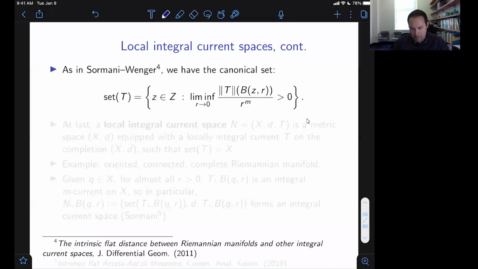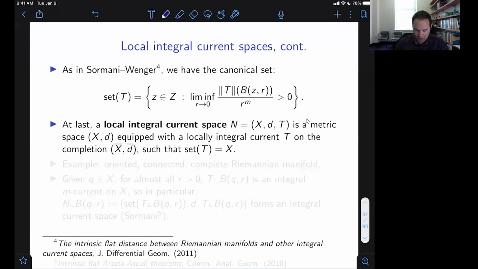Okay, so building up to the definition of a local integral current space, we need the canonical set. This was used by Sormani and Wenger in their definition of integral current space. It's a way of measuring where an integral current, or where any current, lives within a metric space. So it's the set of points where there's positive lower density for this measure. It's a smaller set than the support.